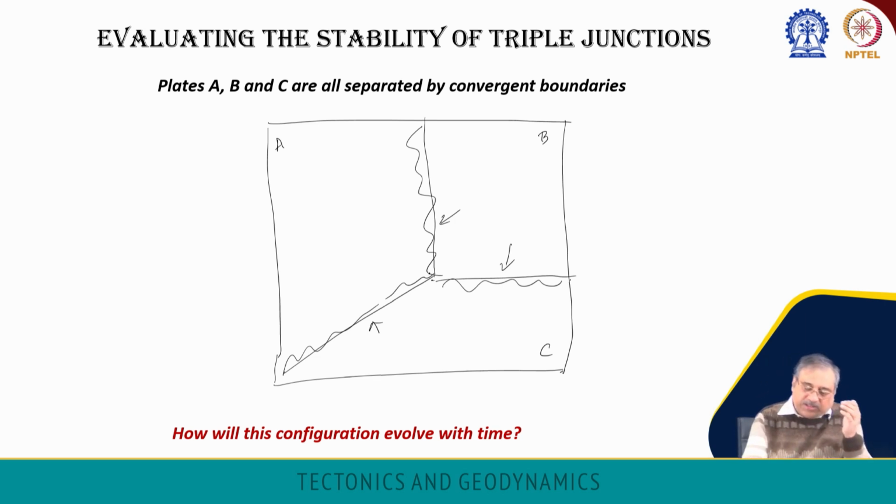How do we evaluate whether this triple junction is going to be stable or unstable? To work this out, let's do it logically. We'll proceed in a logical sequence. The first thing that we'll do is assume that since plate A is overriding plate B as well as plate C, plate A is stationary.